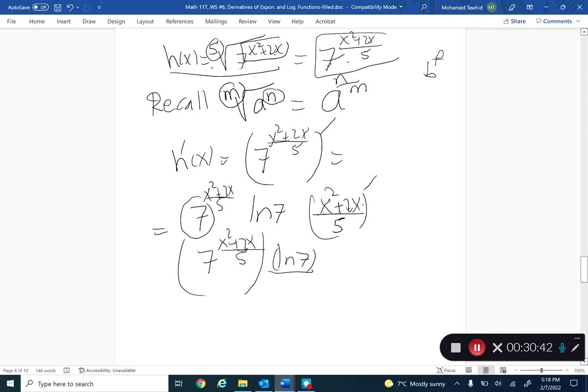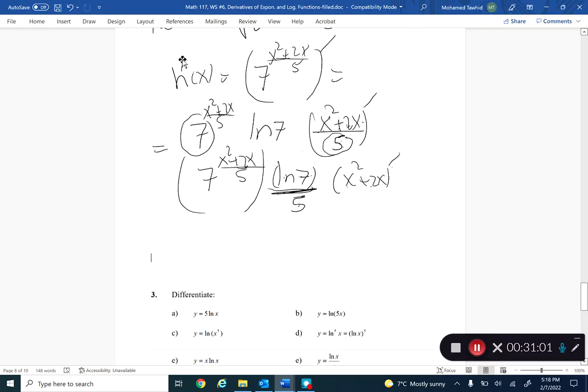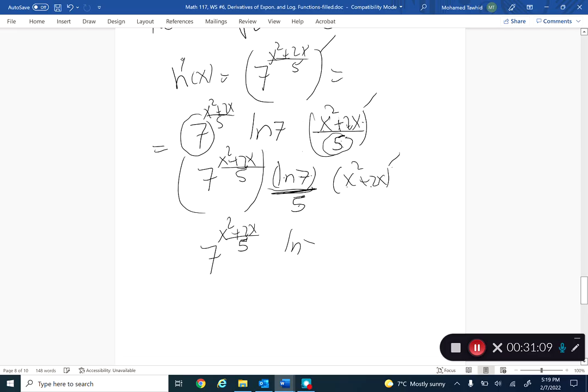However, 1 over 5, that is a constant. The 5 here is a constant, so I can grab 5 out. So you have ln 7 divided by 5, because I can grab the 1 over 5 outside of my derivative. So what do you have inside? x squared plus 2x prime. So now just go ahead and take the derivative. You have 7 to the power x squared plus 2x over 5, times ln 7 divided by 5, and the derivative of x squared is 2x, the derivative of 2x is just 2, and then I leave it as it is.